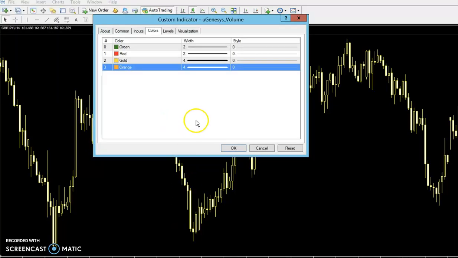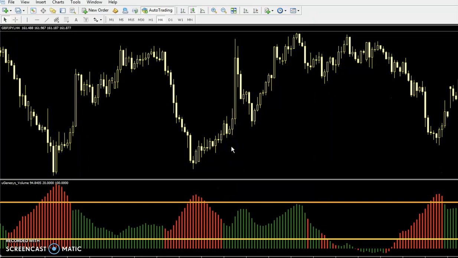uGenesys volume. Very simple. Okay, there we go. So this is our uGenesys volume indicator, and this was created using 18 different volume oscillators. We worked on this for a few months and we found the perfect combination to enable you to identify when the most volume is in the Forex market. And I'm going to show you how accurate this volume indicator is.